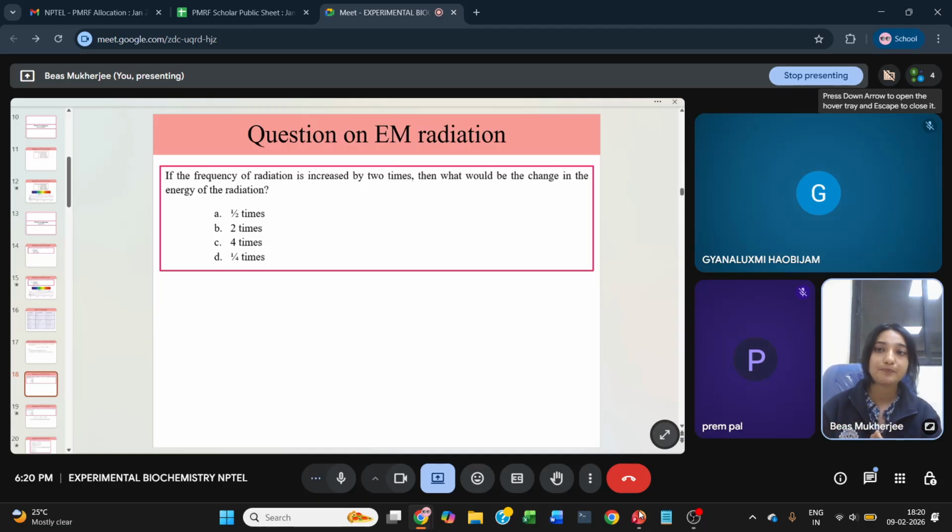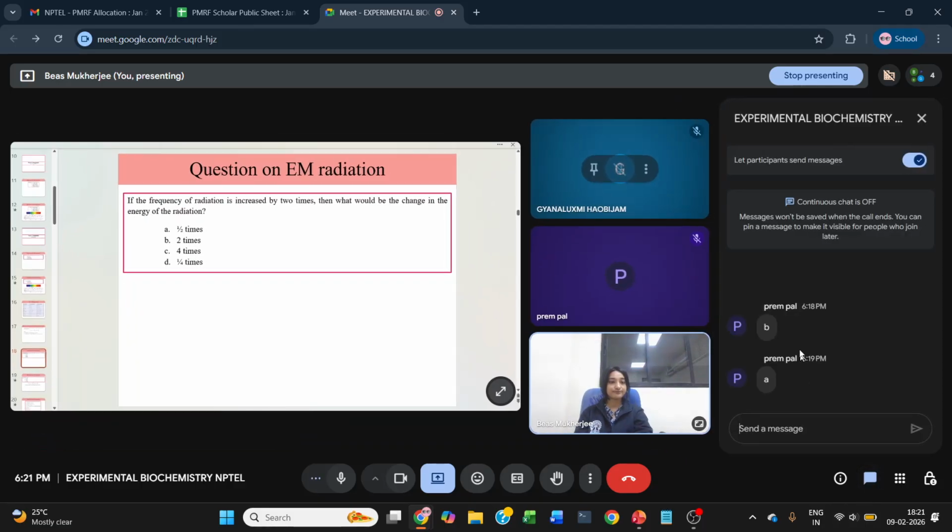you will be able to answer this. If the frequency of radiation is increased by 2 times, let's say that initially the frequency was F, now it has become 2F, right? Then what could be the change in the energy of the radiation? You have to find out how frequency is related with energy. Try to recall these two equations that we talked about in the previous slide and you can answer the question. Try answering.